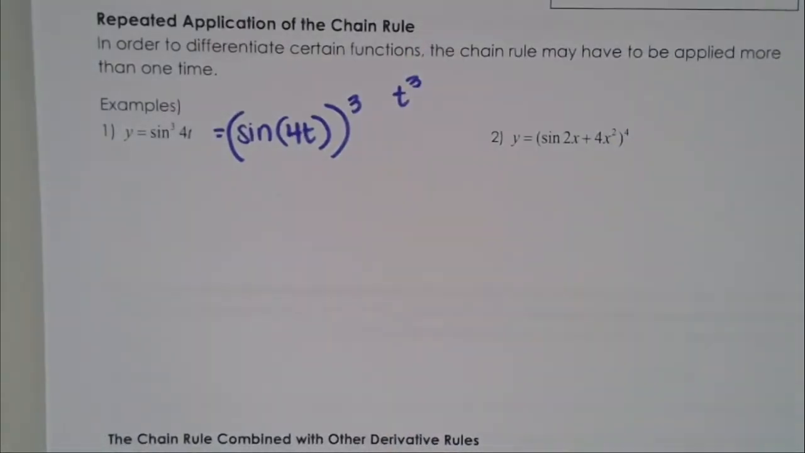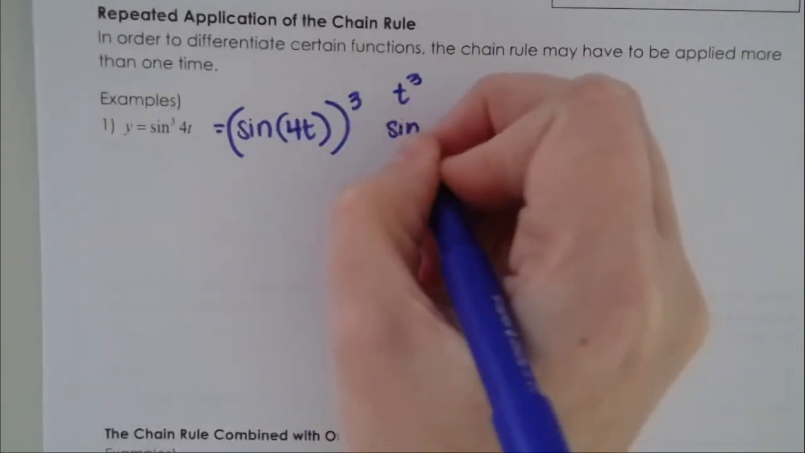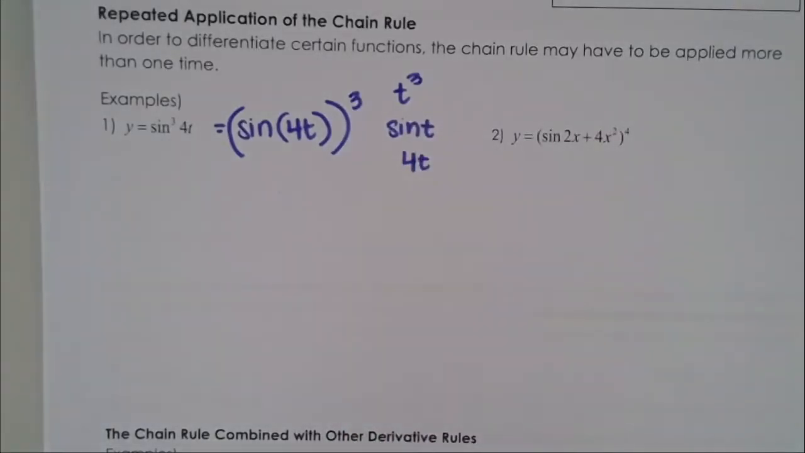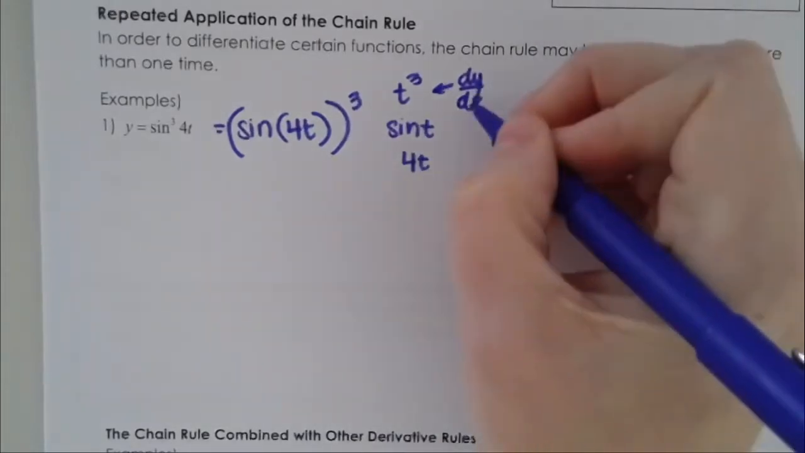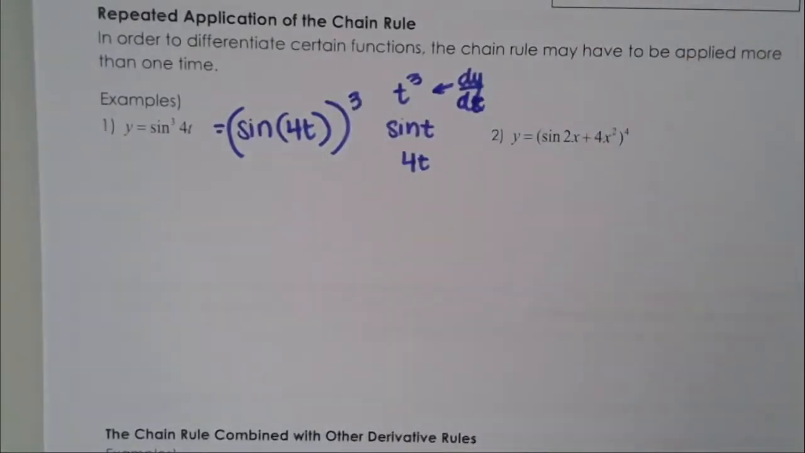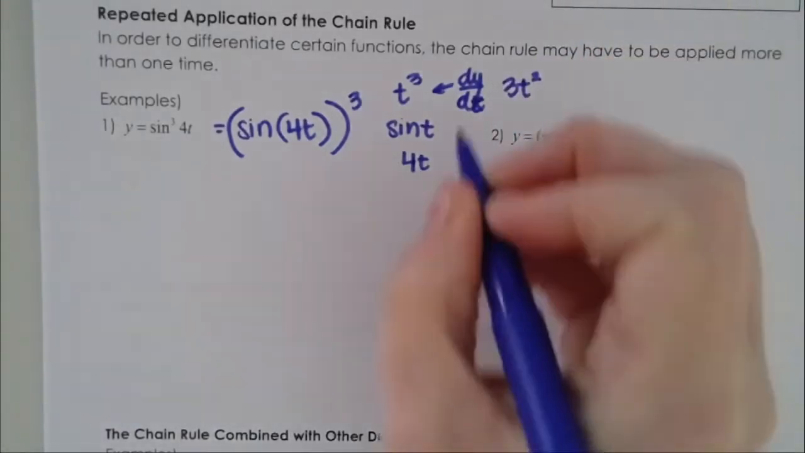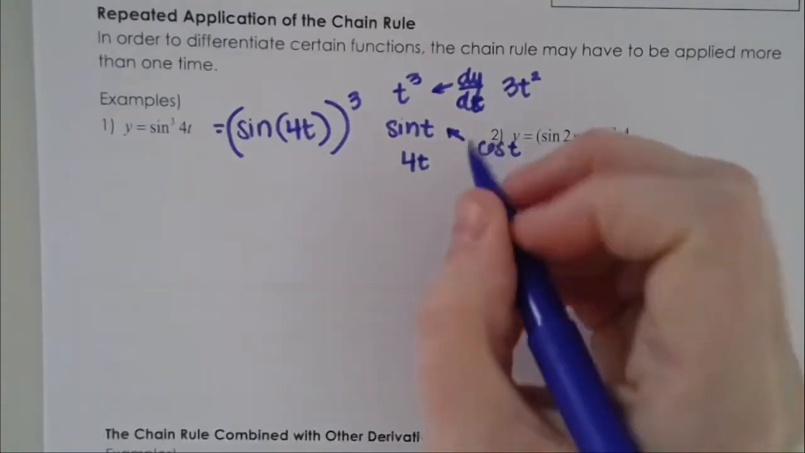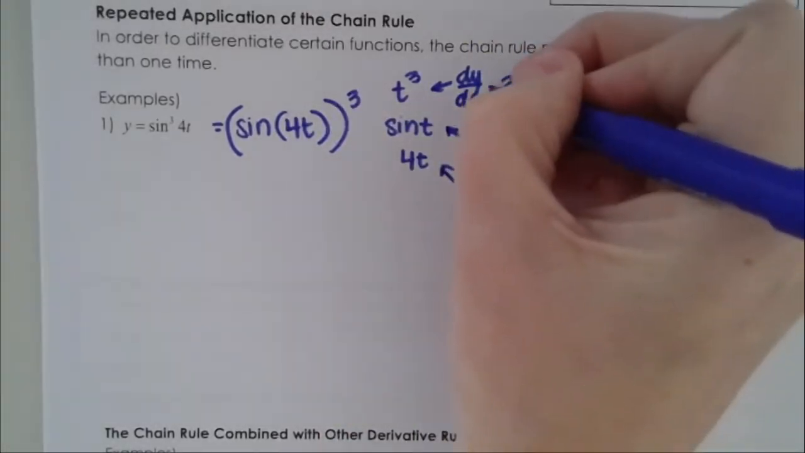So our very, very outside one would be something to the third power. And since they're using t, I'm going to do that. And then the second layer is sine of t. And then the third layer on the very, very inside is 4t. So we have a double chain rule happening here. The derivative of this one, I'm just going to go ahead and do dy dx, or dy dt technically, is going to be 3t squared. This one, the derivative of that is cosine, and I'll just put t, and then the derivative of this is 4. So if it helps you write out all of them, you can do that.